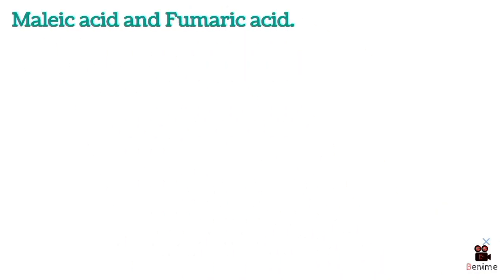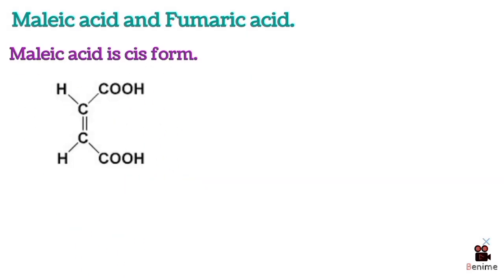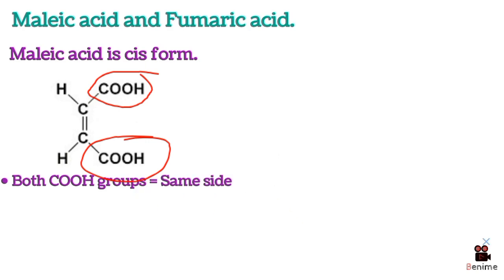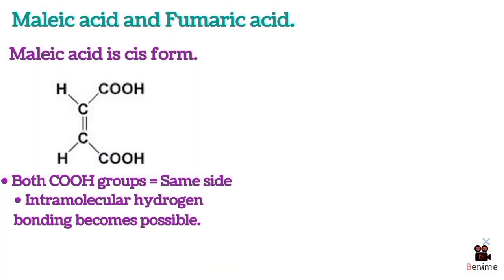Maleic acid and fumaric acid. Now let us discuss another important example. Maleic acid and fumaric acid. Maleic acid is the cis form. In maleic acid, both COOH groups are present on the same side of the double bond. Due to the close arrangement of the carboxyl groups, intramolecular hydrogen bonding becomes possible. Therefore, maleic acid is less stable and more acidic.